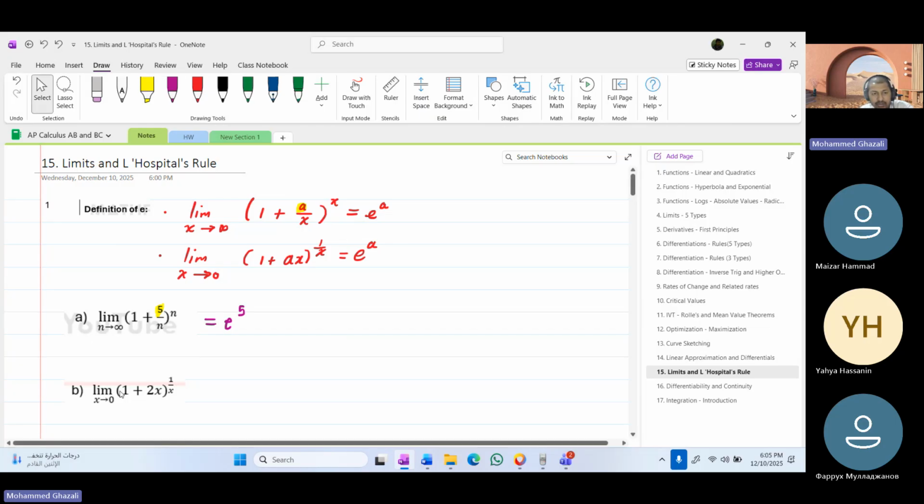You're not really using L'Hopital's rule to solve. But remember, there is a way to solve this. If you forget the definition here, you can use L'Hopital's rule at a later stage. What about the next one?